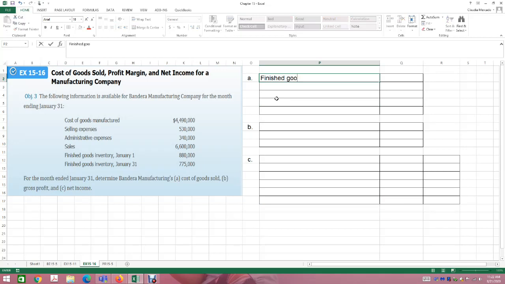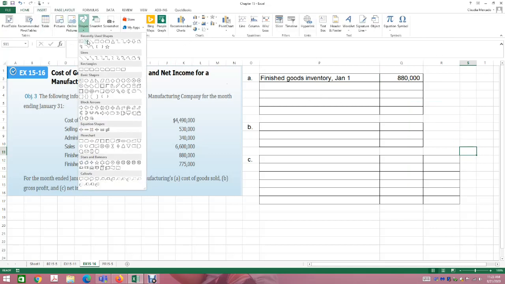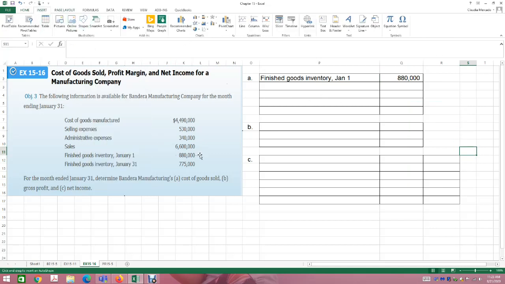We have our finished goods inventory as of January the 1st, and that dollar amount is $880,000. And let me make these numbers. There we go. And I'm going to go ahead and mark that number off. That way I know that I've used it.